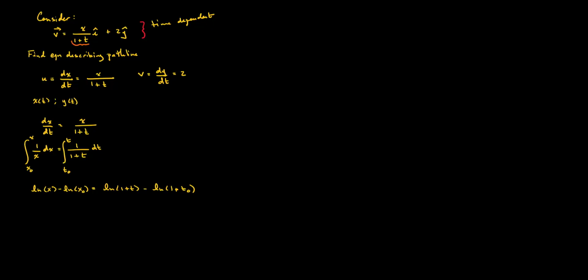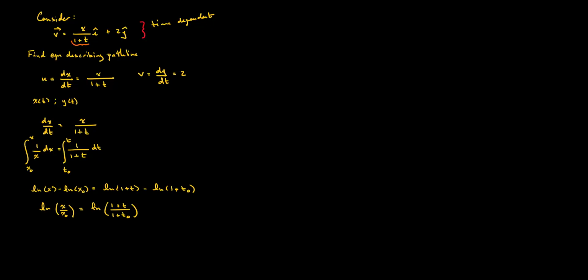Okay, recall your laws for logarithms. You can combine this as x over x naught, and this will be equal to the ln of 1 plus t over 1 plus t naught. And this will just help us to isolate x of t.